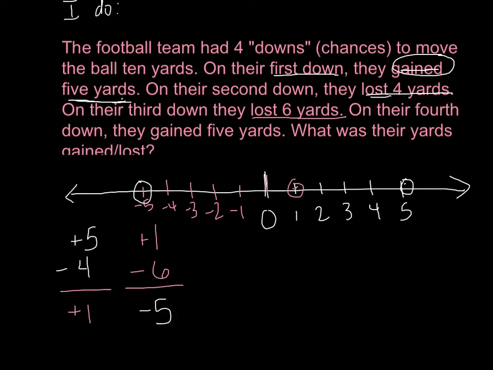Okay. On their fourth down, they gained, which means they went forward. That's good. That's a positive word. 5 yards. So they were at negative 5, and now they have gained, that's a positive, 5 more yards. So where does that put them? Well, they're going to go positive 1, 2, 3, 4, 5, which puts them here where they started, 0.